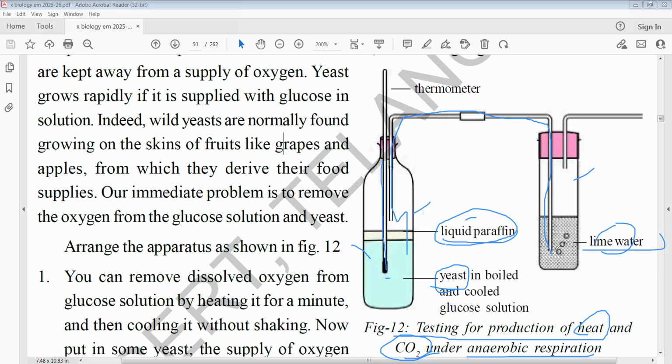This carbon dioxide converts the lime water into a white precipitate. So during anaerobic respiration, carbon dioxide is released. We can prove this. Heat is liberated. How can we prove it? Because of the expansion of the mercury level in the thermometer. So we can see both.